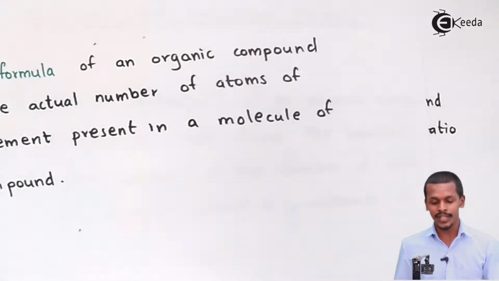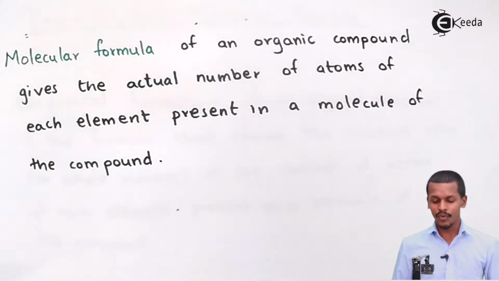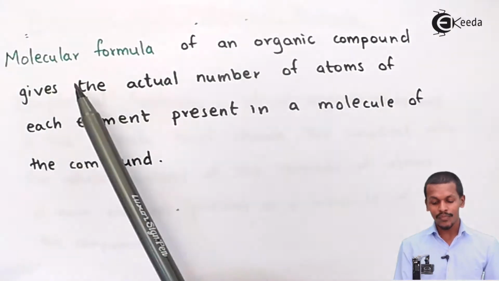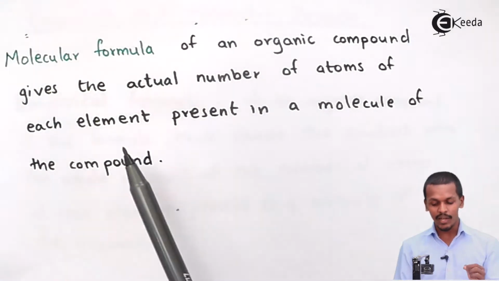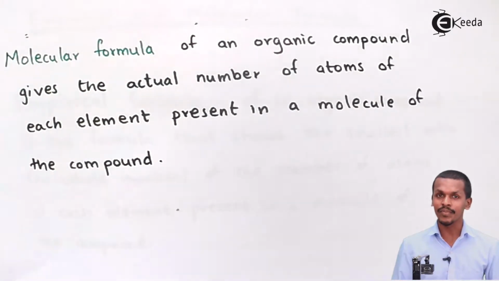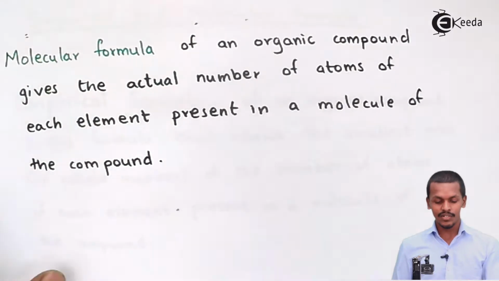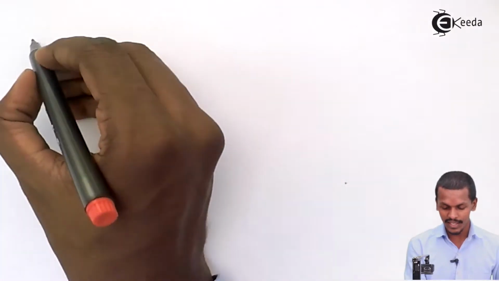Talking about the other one, the molecular formula. What is the molecular formula? The molecular formula of an organic compound gives the actual number of atoms of each element present in a molecule of the compound. Let me give you a short example, one of the simplest I could use, that is benzene.